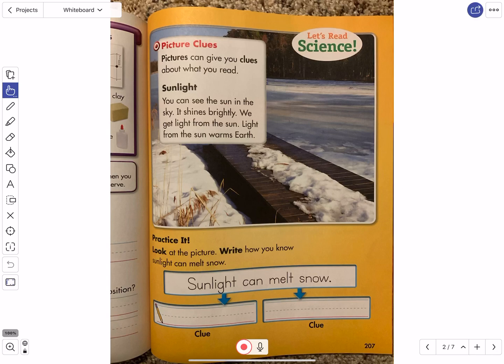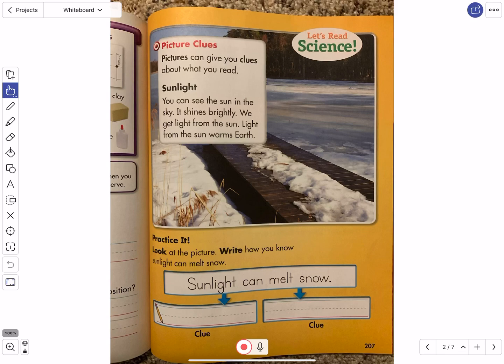So looking at page 207, we have a picture of a duck out on a lake, and it looks to me like things are getting warmer, like things are starting to thaw. There's not a whole lot of snow left on that dock. Now we know that picture clues are always important when we read. Let's read up by the target, up by that bullseye. Picture clues. Pictures can give you clues about what you read.